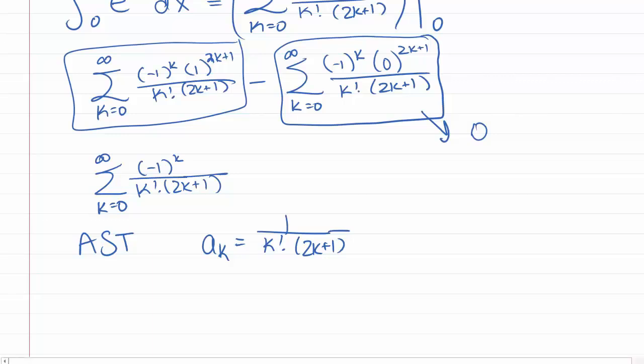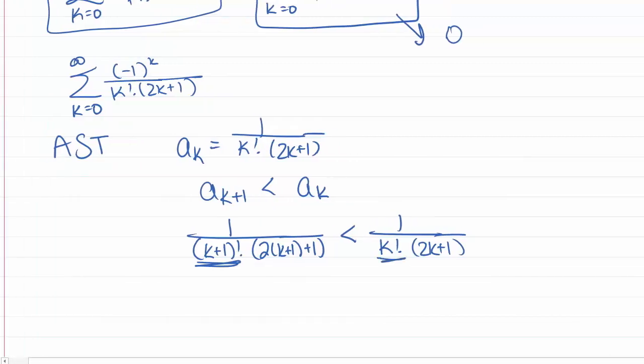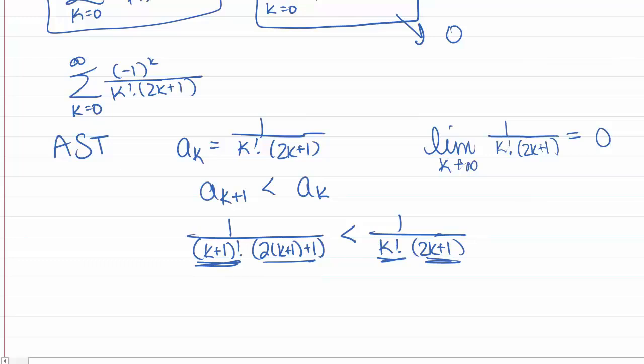So convince yourself that a sub k plus 1 is always going to be smaller than a sub k by looking at the terms. It would be 1 over k plus 1 factorial times 2 times k plus 1 plus 1, and we're comparing that to 1 over k factorial times 2k plus 1. Well, k plus 1 factorial is bigger than k factorial, so that makes this smaller. And 2 times k plus 1 plus 1 is bigger than 2k plus 1, so we also added a bigger thing to the bottom for that term, so that one also made the k plus 1 term smaller. So yeah, it is non-increasing, and if we look at the limit as k goes to infinity of the a sub k's, we can see the bottom goes to infinity, top is constant, so this is 0. So it converges by the alternating series test.